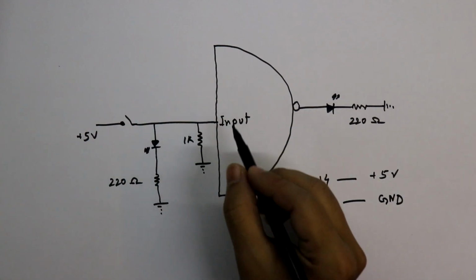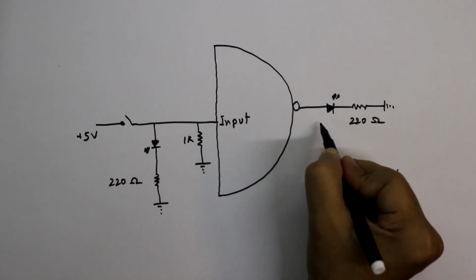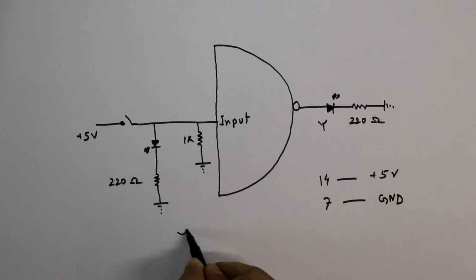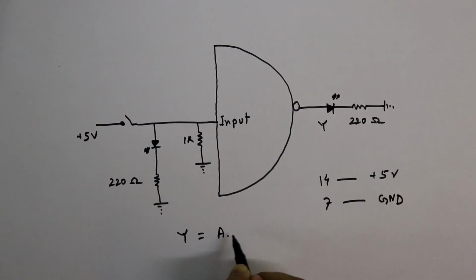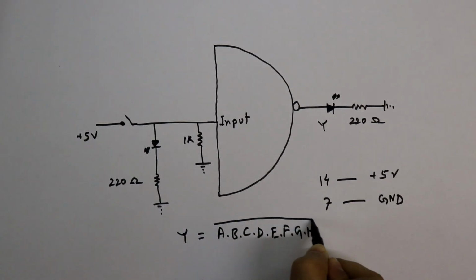All the inputs are A, B, C, D, E, F, G, H. So the output is Y. Y equal to A dot B dot C dot D dot E dot F dot G dot H whole bar. This is the NAND gate. Now we are going to see this on breadboard.